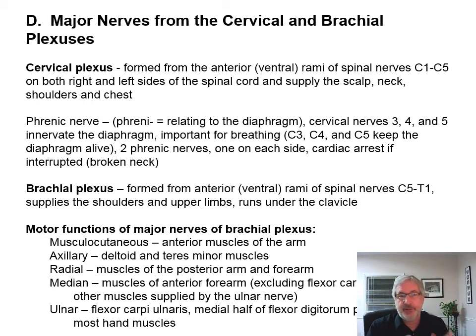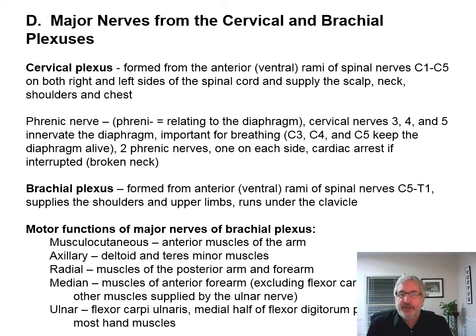Okay, and then sensory information starts somewhere else and comes up to the spinal cord. It doesn't go part way up, turn around, come back, and go various directions. These things all basically go from the spinal cord and go out from there. So, the cervical plexus, the anterior ventral ramus, leaves the cervical region, C1 through C5, on both right and left sides of the spinal cord. And so you're supplying the scalp, the neck, shoulders, and quite a bit of the chest, okay?